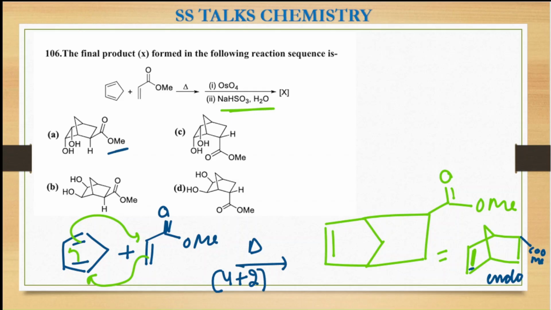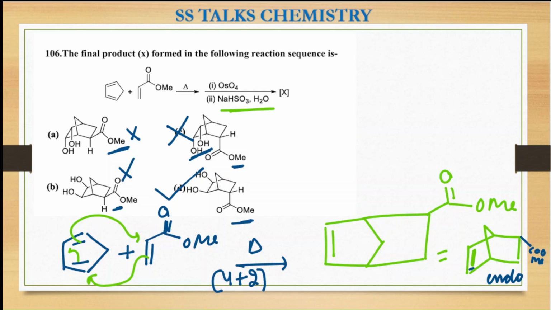This one is given in the exo conformation, and this is also in the exo, so these are not the answers. This is in the endo conformation and this one is also in the endo. Here the OH groups are drawn in the downward direction, so this is not the correct answer because you can see a lot of hindrance. So D is the correct answer for this.